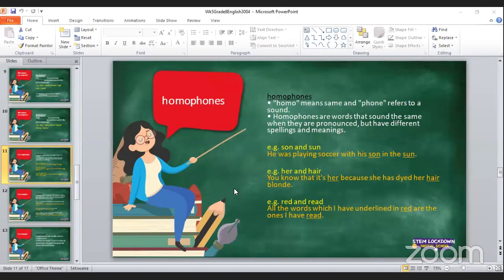Our next section is on homophones. One interesting thing about the English language is that it was really developed from other languages, and there are some words that come from another language. So okay, let's go to homophones now.